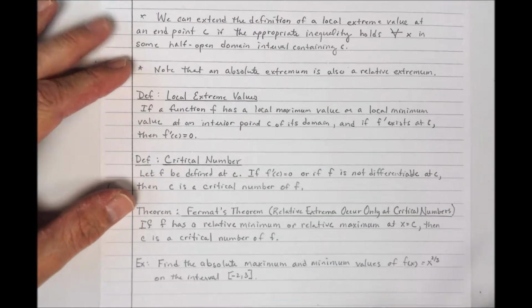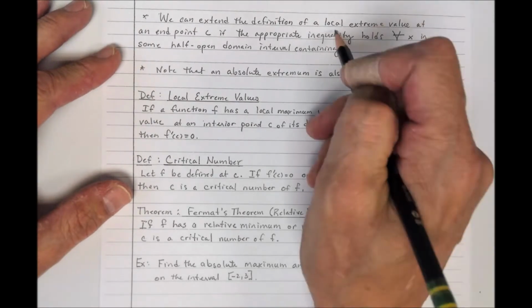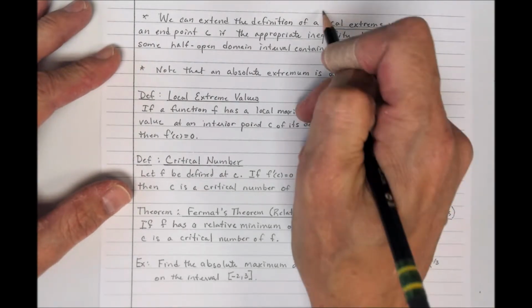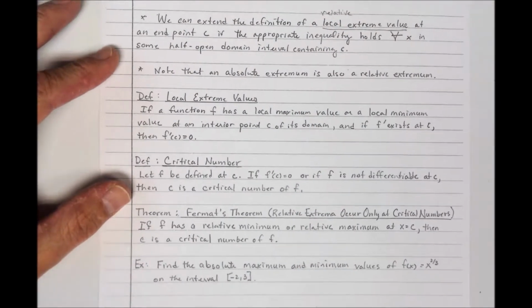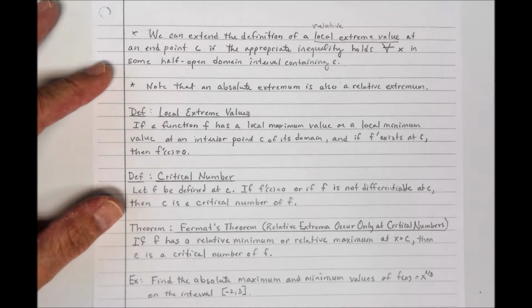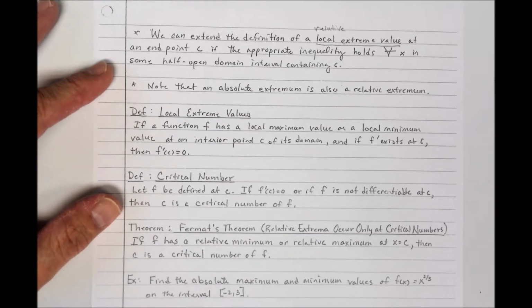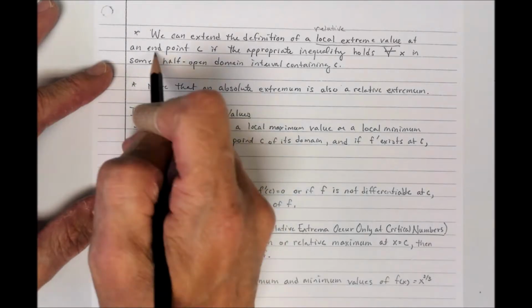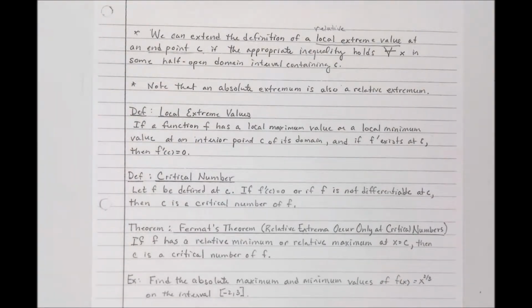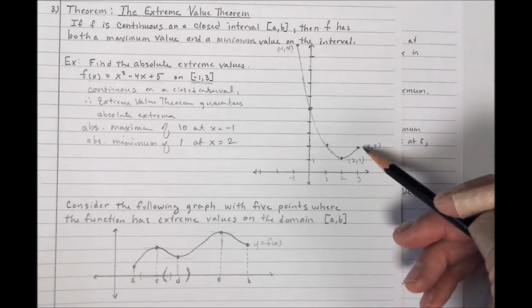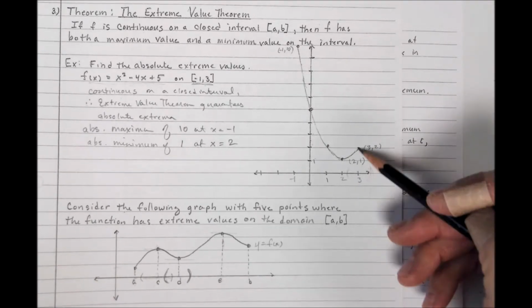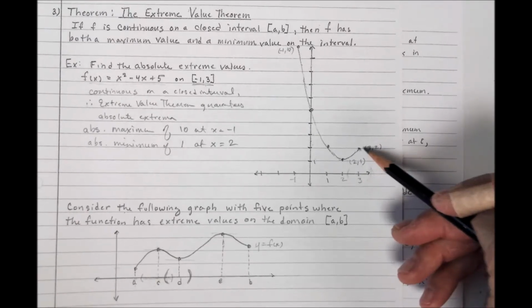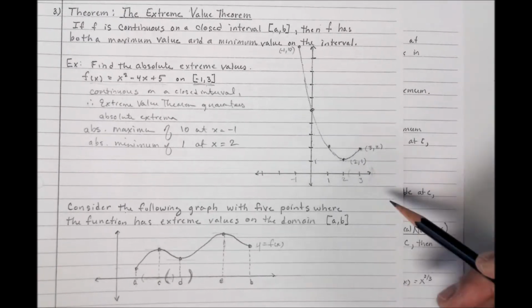We can extend the definition of local extreme values, or relative. I use local a lot because it's kind of what I was taught a million years ago. We extend the definition of relative extreme values at an endpoint. At an endpoint, C, let's go way back here. Even though I don't have an open interval on this side, I have it over here. We can extend this here and call this guy a relative, in this case, a relative maximum.